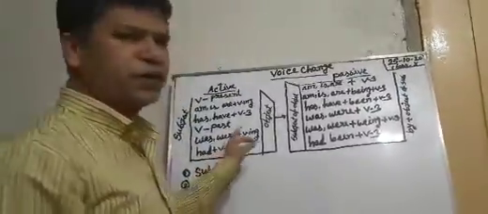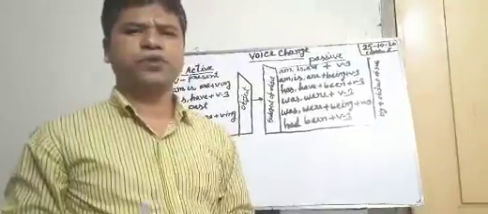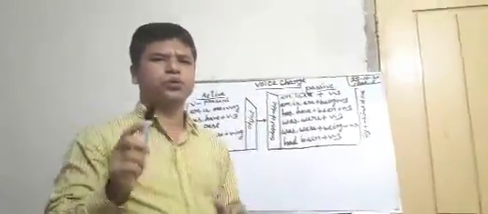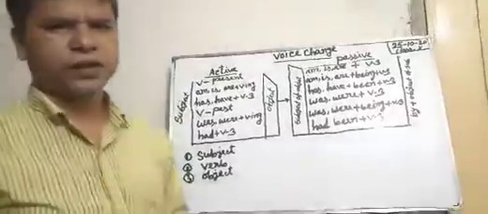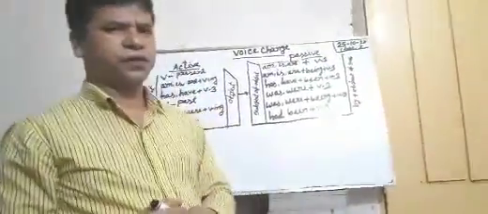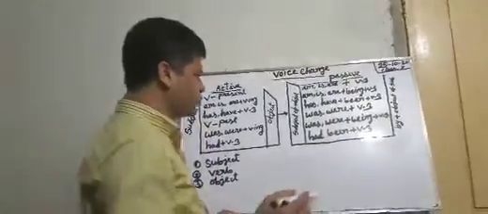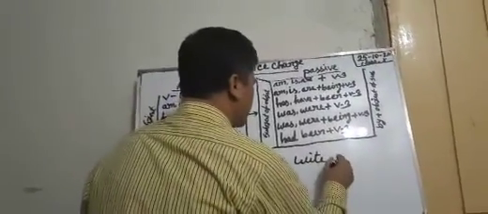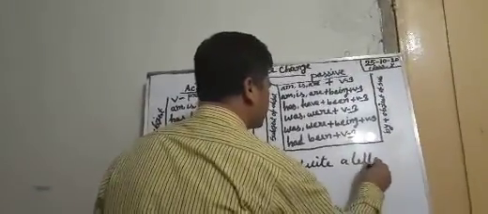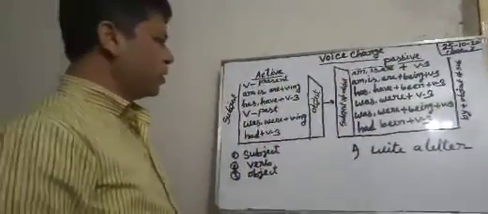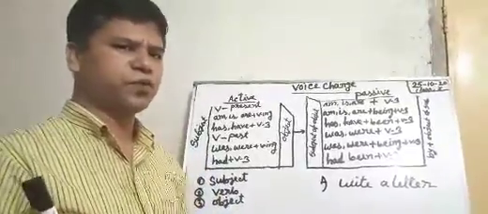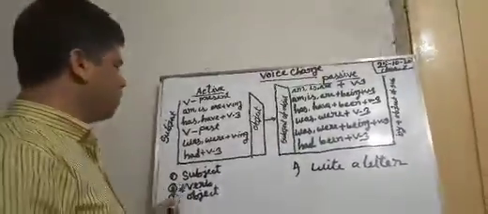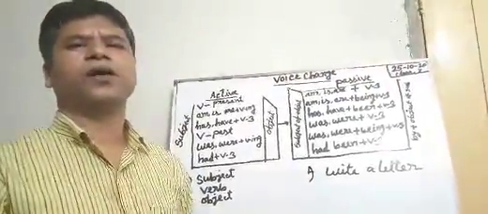Okay. Before changing the voice from active to passive, it is very important to know three things, that is subject, verb and object. For your clear conception, I am writing a sentence: I write a letter. The more important thing, my dear students, to change the active to passive: at first you have to identify the verb, then subject, then object.